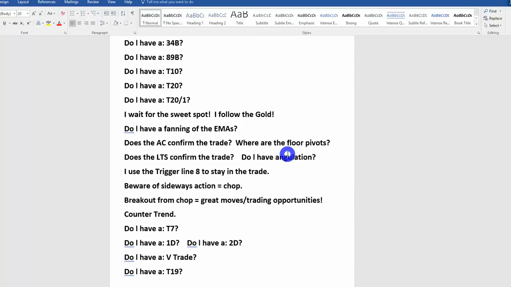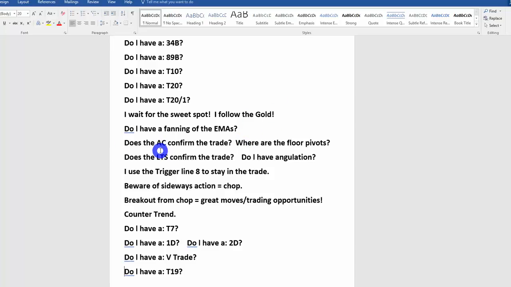A couple of other things to remind yourself: wait for the sweet spot. Every market has its sweet spot. I follow the gold, and you hear me talk about that regularly. And most importantly, do I have a fanning of the EMAs? If you're following a trending gold EMA, and you have a fanning of the EMAs, it's going to put you well ahead of the crowd.